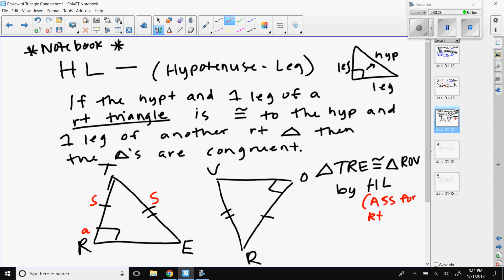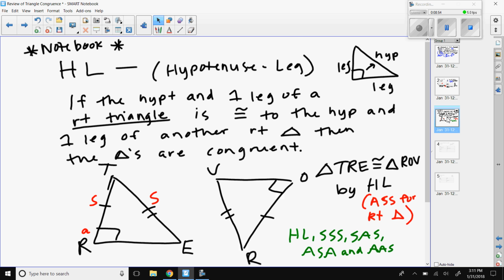for right triangles. So for right triangles, it's going to work. For other triangles, it's not going to work. So hypotenuse leg was the other one that we talked about to add on to our list. So now we have hypotenuse leg, side, side, side, side angle, side, angle, and angle, angle, side as our now 5.